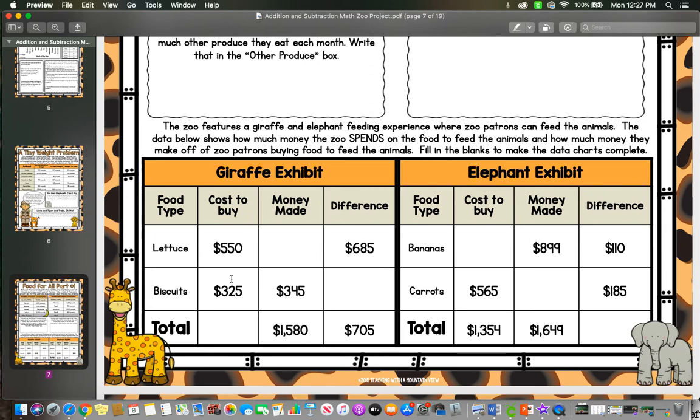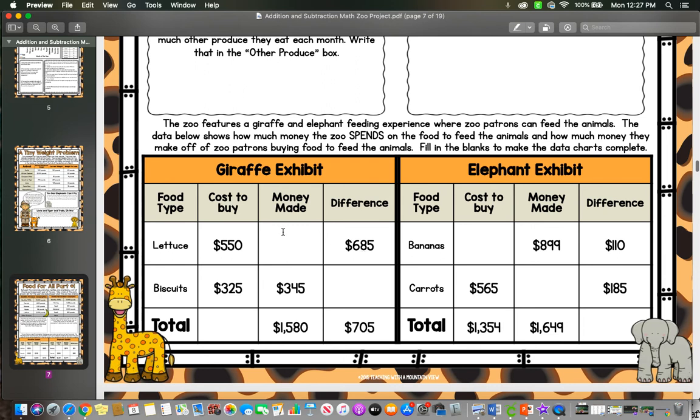This one is biscuits. $325 is the cost to buy the biscuits. They made $345, so what is the difference? And you would subtract. Okay? But here you would have to add because this is the number that's missing. Okay? And then you're going to find the total, what it really cost them to buy. So you're going to add these two together.